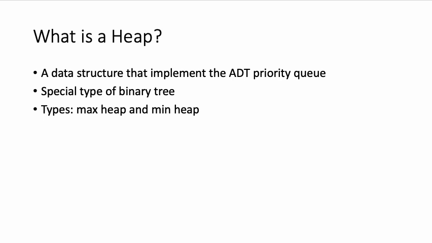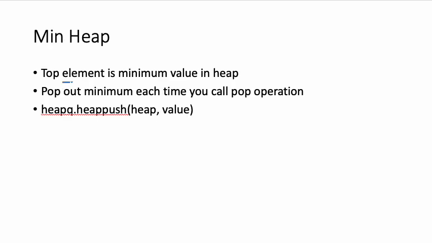A min heap is a type of binary tree where the root node or the parent nodes are smaller than the children nodes. And a max heap is a type of binary tree where the root node or parent nodes are greater than the child nodes. So every time you call a pop operation on a min heap, you pop out the minimum element in the heap.